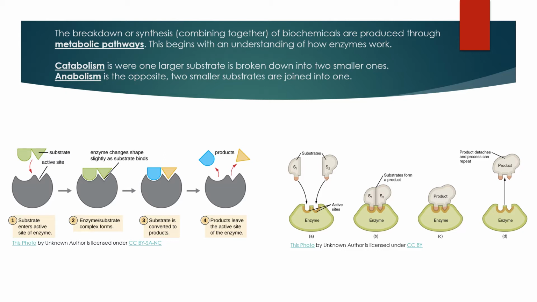Now, you have a large substrate that attaches to the active site of the enzyme, and once the enzyme has converted the products, you have two separate products that are released, thus releasing energy into the system. In the second diagram, you have anabolism, which is the exact opposite. You have two smaller substrates that are joined into one larger product at the end. This actually requires energy from your system. Now, in both instances, the enzyme is not changed during this chemical reaction.